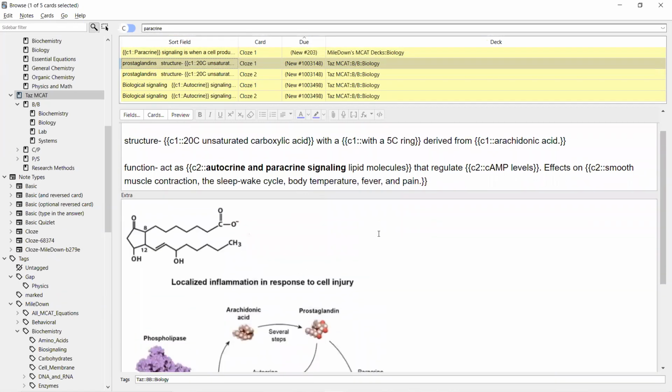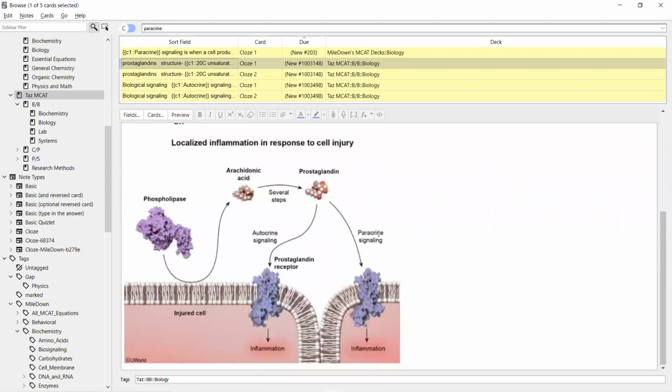The main thing that prostaglandins do is help with inflammation. So the arachidonic acid can get turned into a prostaglandin, and the prostaglandin comes and attaches to a receptor, and then it induces inflammation in the cell.